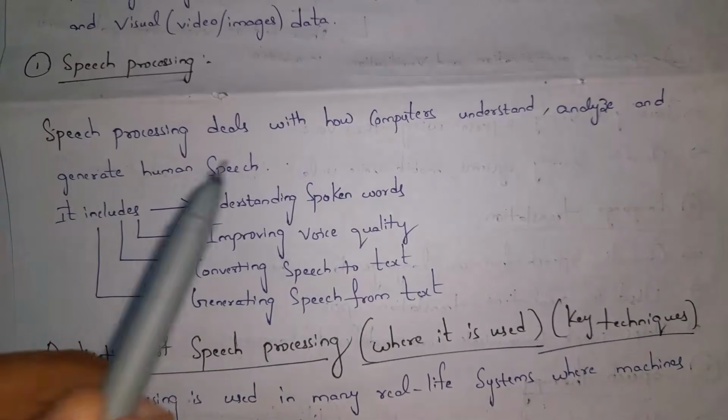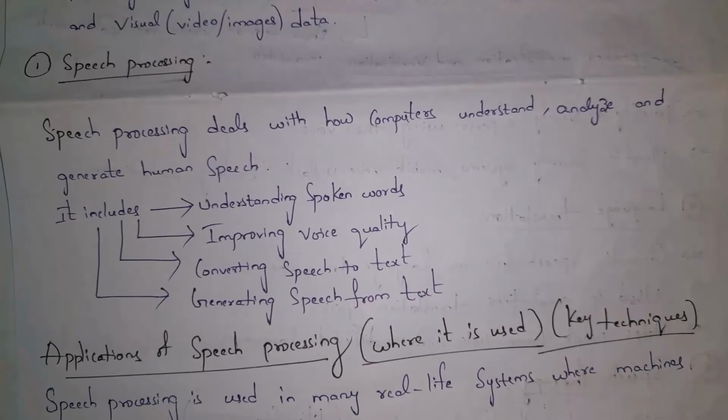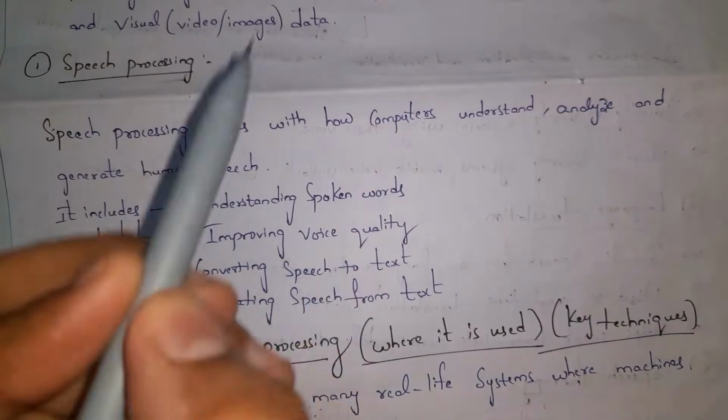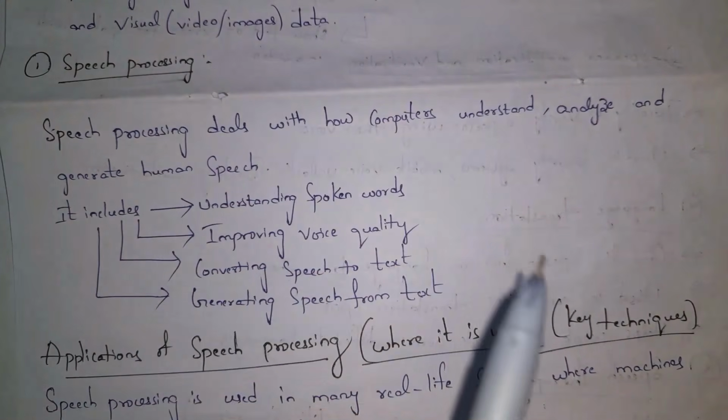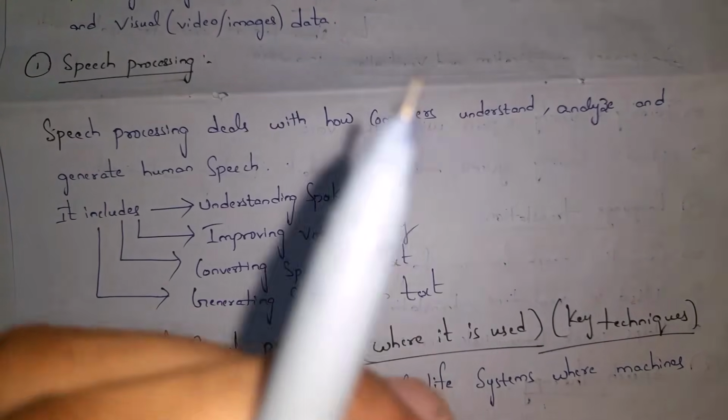Speech processing deals with how computers understand, analyze, and generate human speech. Yes, for example, in my iPhone, I will tell call mom. Then automatically Siri will understand my language and then Siri will call my mom. It happened because of speech processing. So speech processing means computer can understand our speech, computer can analyze our speech, and computer has the capability to generate human speech. All this comes under speech processing.